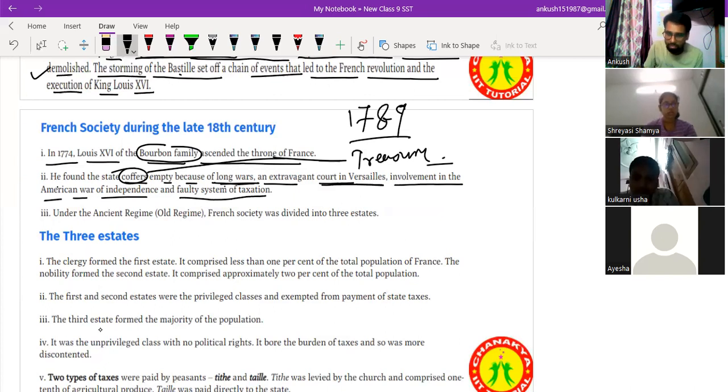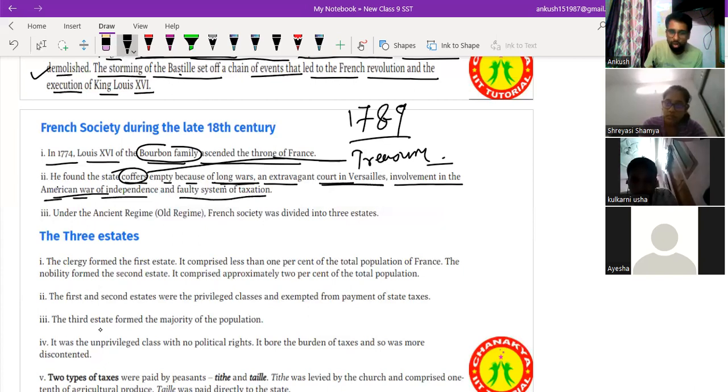Extravagant court in Versailles. Means Versailles. Without any reason, the courts were formed. The establishment of courts was done and a lot of money was spent upon them. Okay. The involvement of France in what?